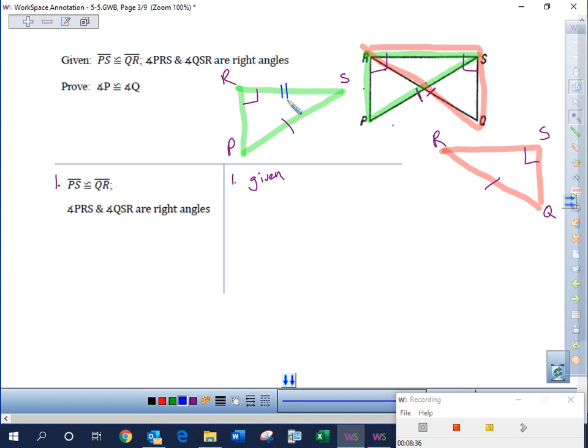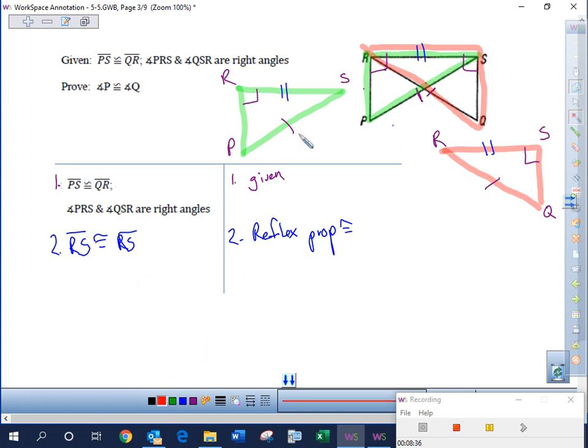So we'll double tick in all places in the real picture and in our helper pictures. So I'm going to do that. Segment RS is congruent to itself by the reflexive property of congruence. And now I see a hypotenuse leg scenario. I just got to make sure I got all the right info.